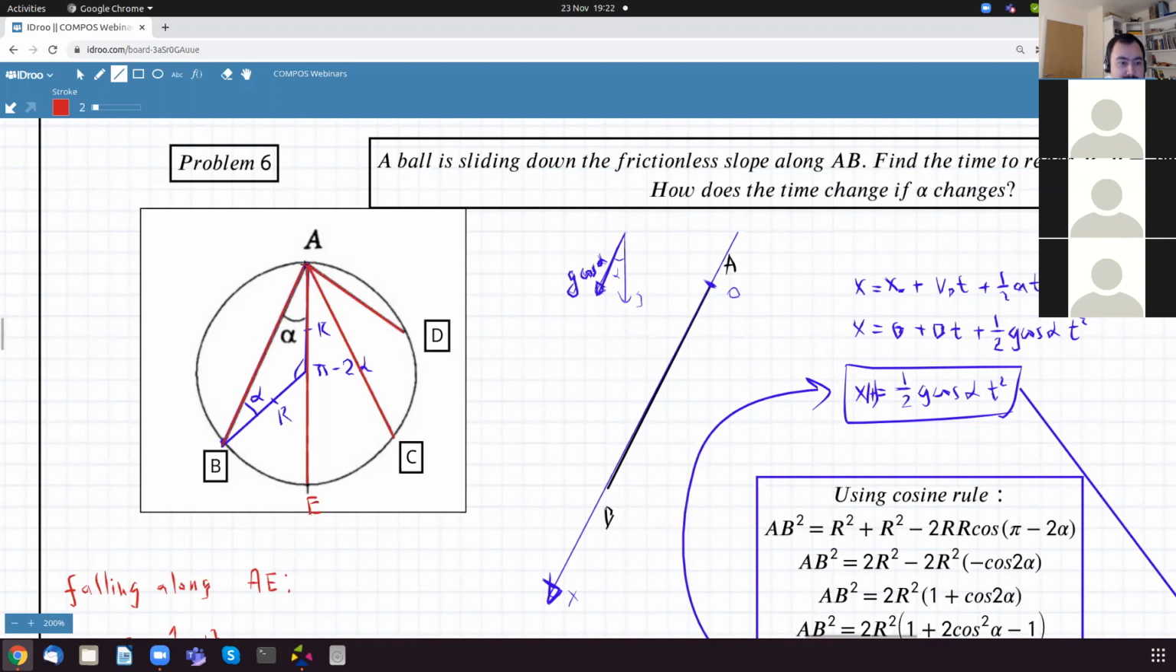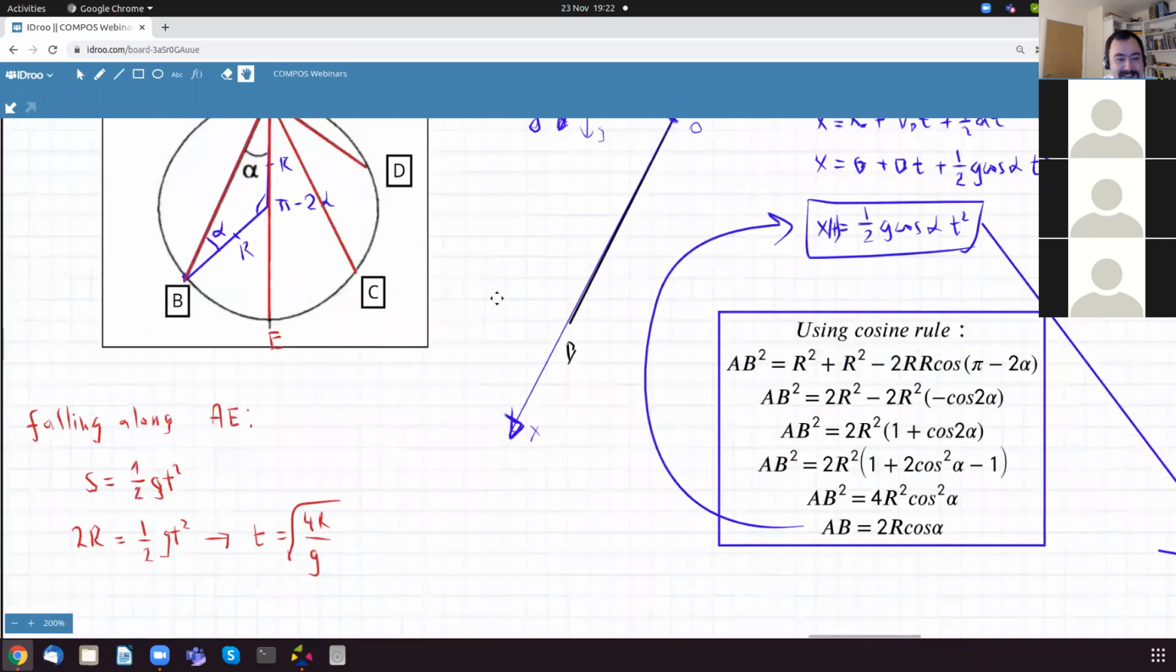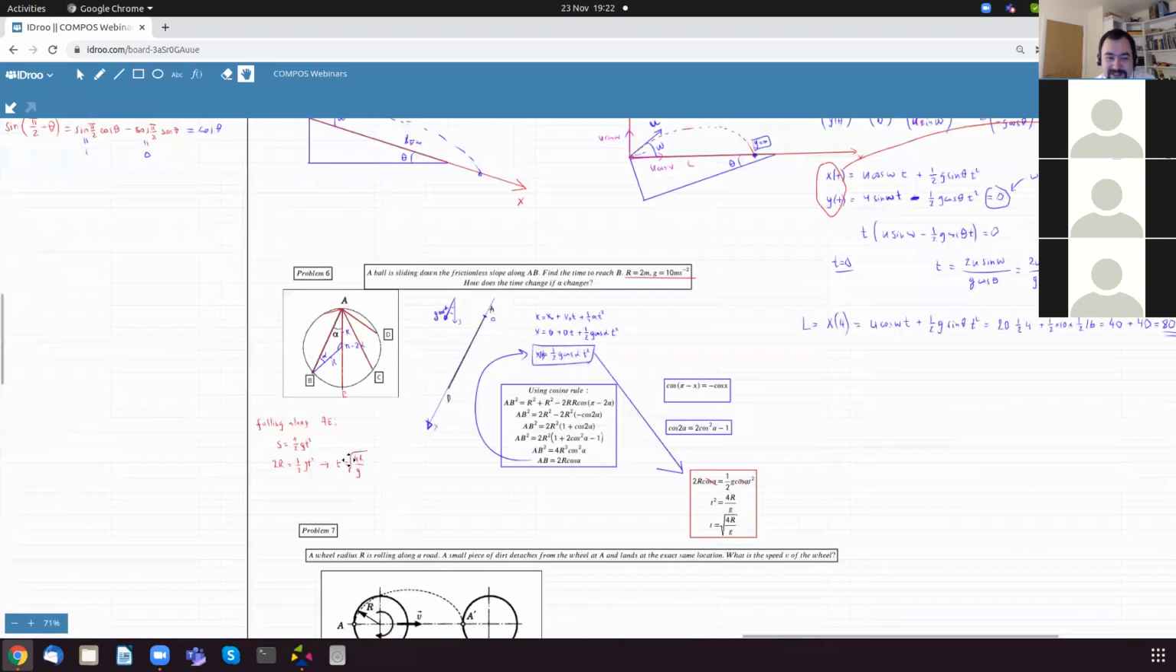Okay, so rolling down along any slope, even the shortest slope, even like a 1 micrometer slope, will take exactly the same time, which is quite cool.